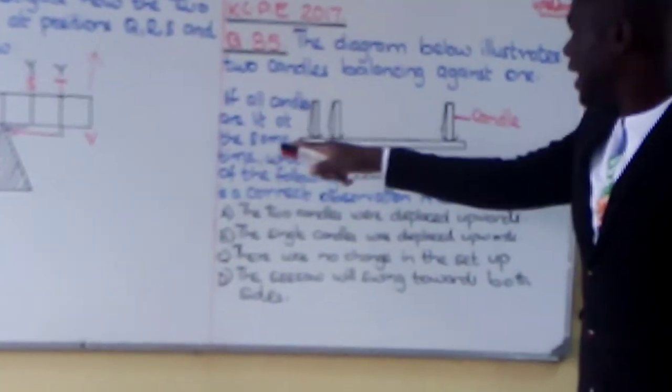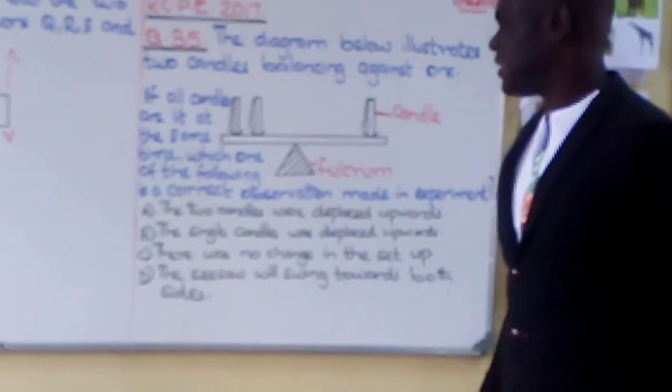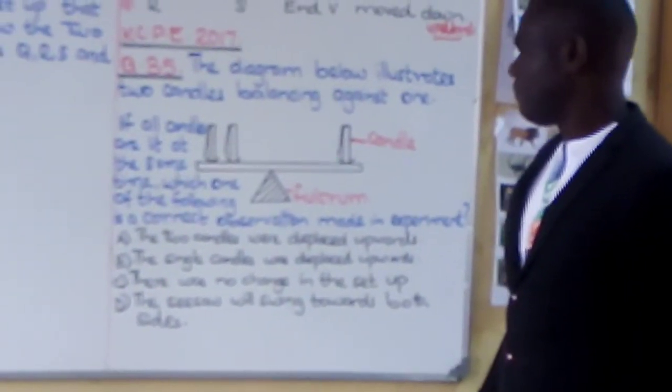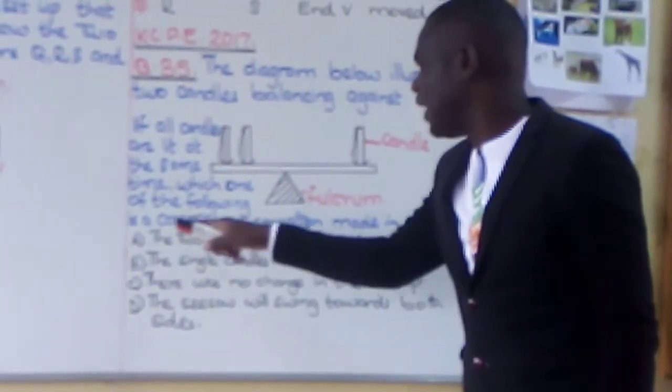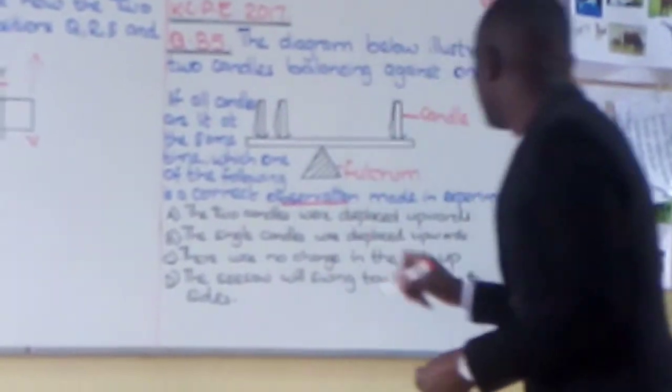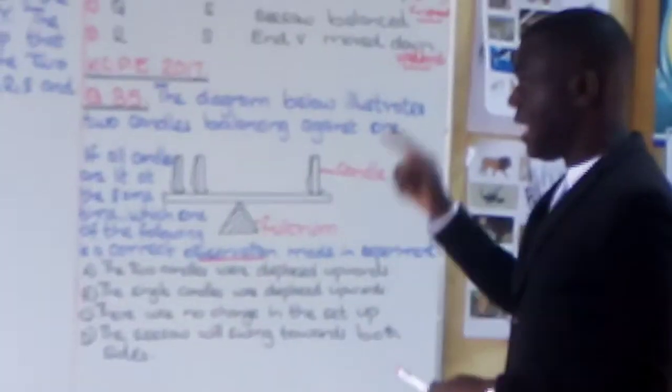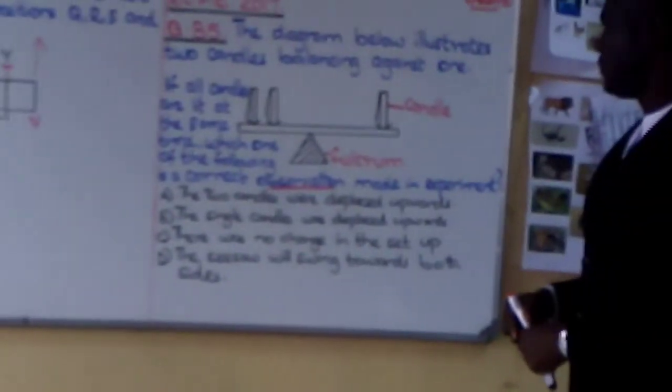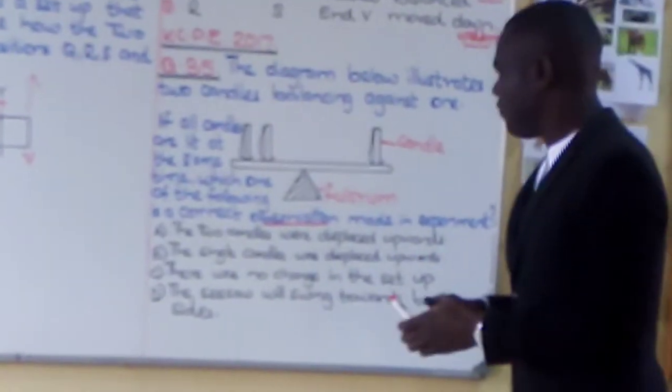If all the candles are lit at the same time, which one of the following is a correct observation? Again, they want us to look at the observation made in the experiment. Here, they have asked the same question, observation. Let's look at certain other facts.